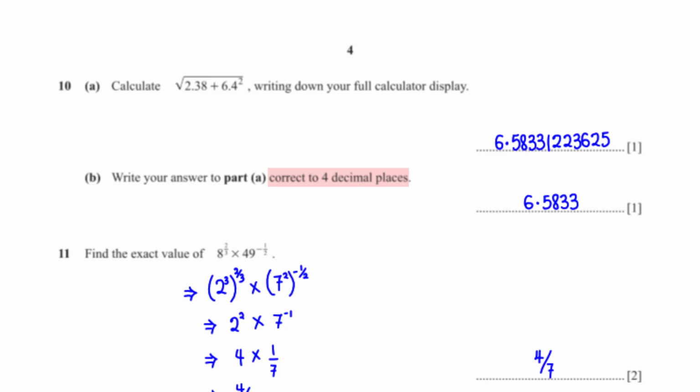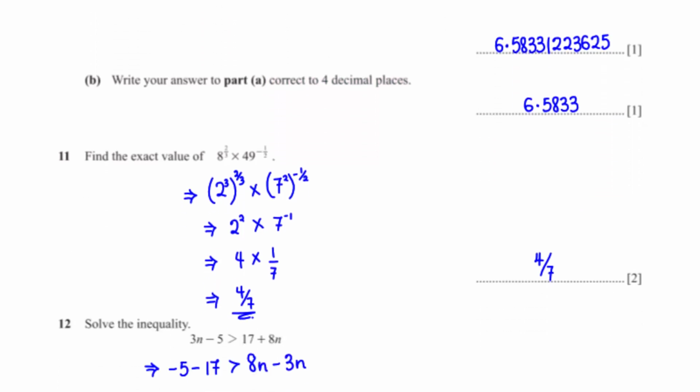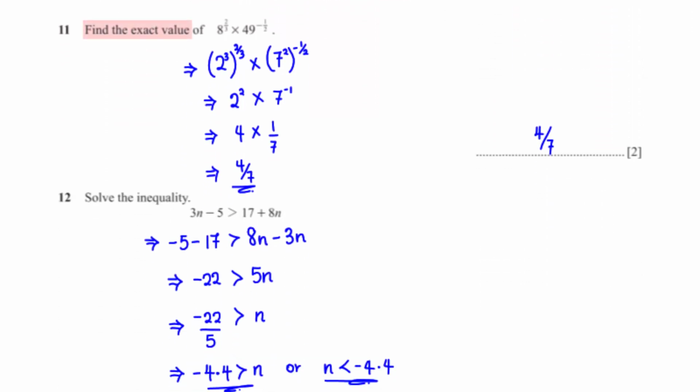So after counting 4 numbers after the decimal point, the number after the fourth number is 1. And since this number is less than 5, we are left with 6.5833.